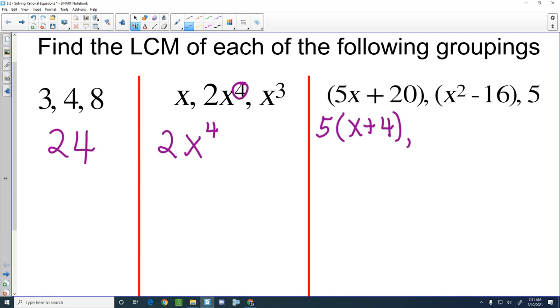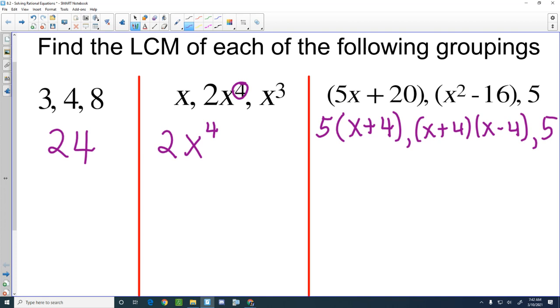And then how about this middle factor, x squared minus 16? Can I break that apart into 2 smaller binomials? Hopefully you recognize one of those special cases, right? What would those 2 factors be? Take the square root of each, 1 plus, 1 minus. So that's an x plus 4 and an x minus 4. Then the last thing we have is just a 5.